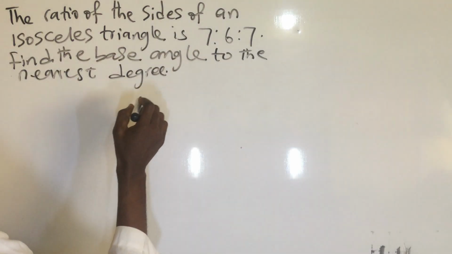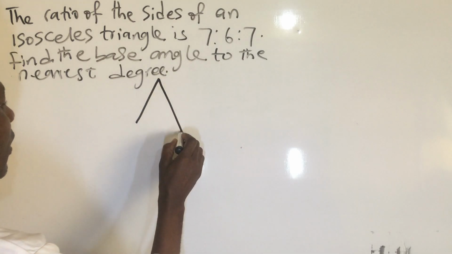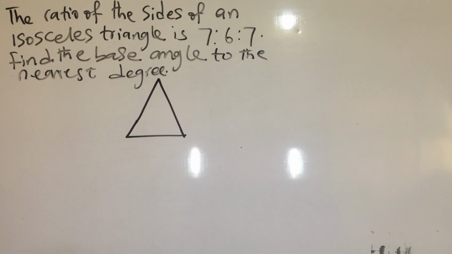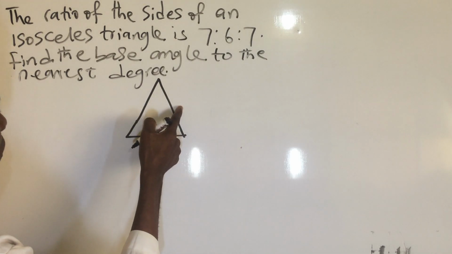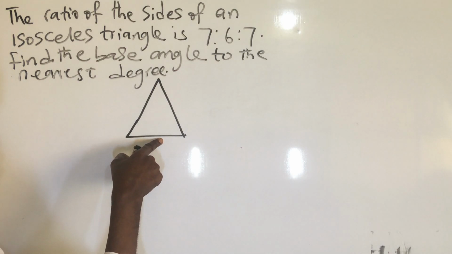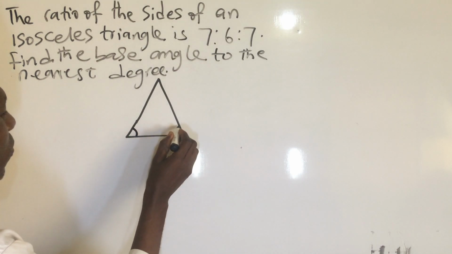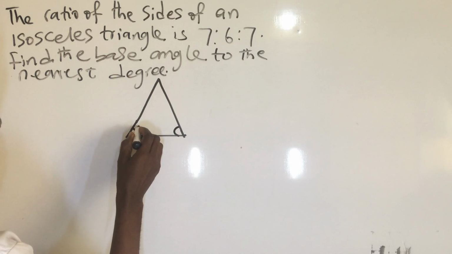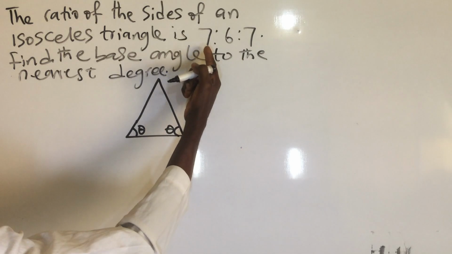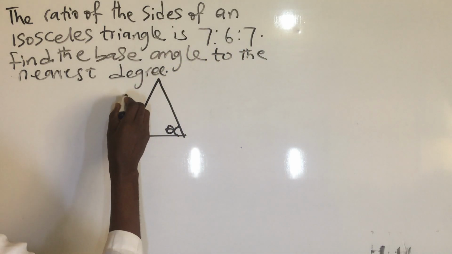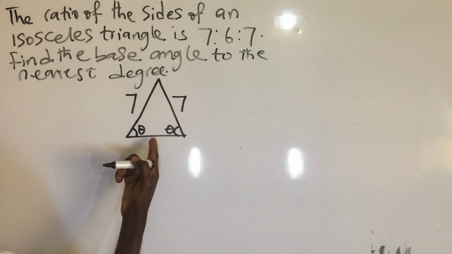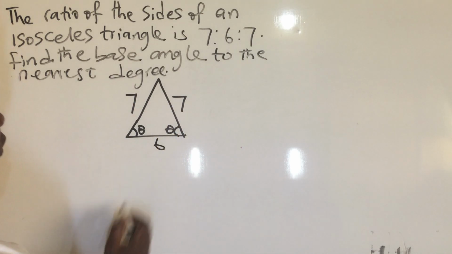Like when we have an isosceles triangle, the properties say that these two sides are equal. Then this is the one that makes it three, which is different, okay? Then the base angles are equal. If here is theta, therefore here will also be theta, okay? So from the values we have here, this side is 7, this side is 7, because the two sides are equal. Then here will become 6.